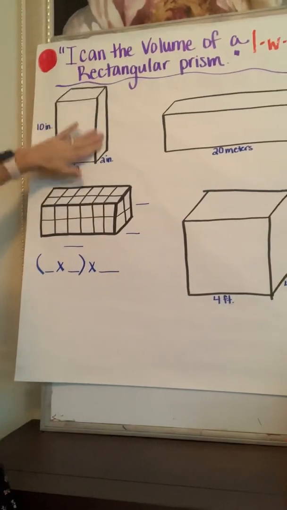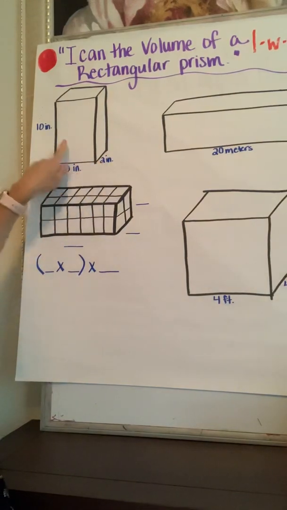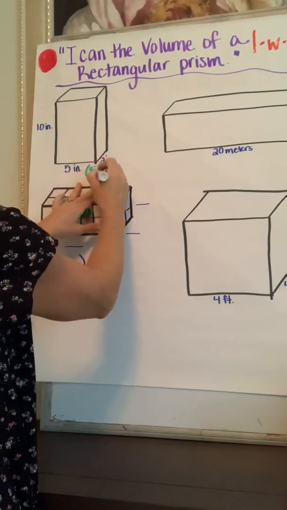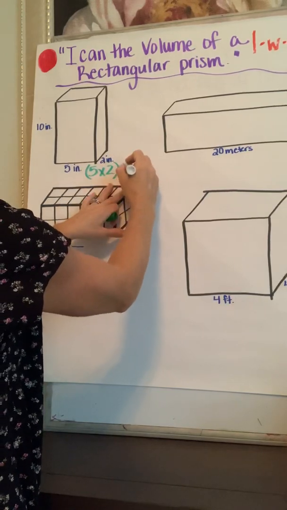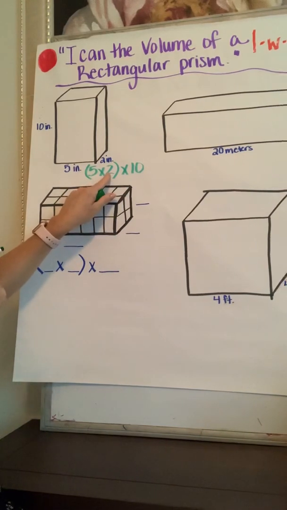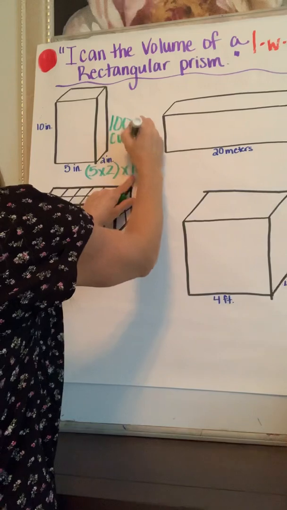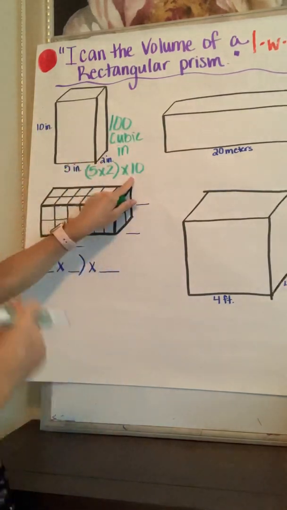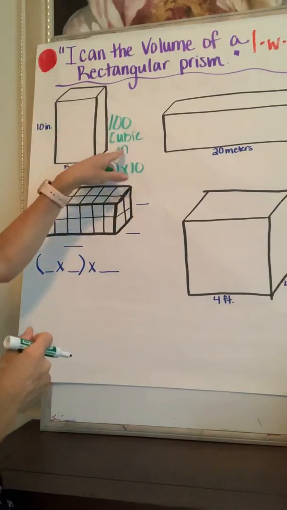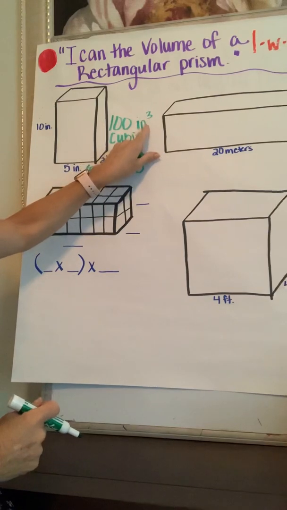So here we have a tall rectangular prism. I know that the length is 5, the width is 2, and the height is 10. Okay, so I'm going to take the first 2 numbers, the length times the width, and then I'm going to multiply it by the height. So we know 5 times 2 is 10. 10 times 10 is 100. So we could fit 100 cubic inches inside of this rectangular prism. So if I had little inch-sized cubes, I could fit 100 stacking all the way to the top. Remember, if you prefer, you can put inches cubed, but always make sure you put the cube on the unit, not on the number.